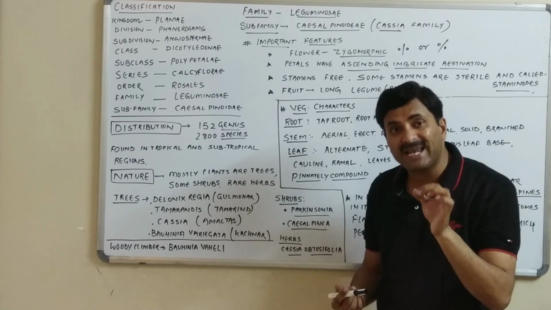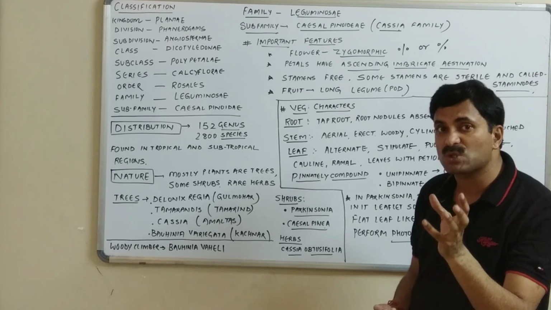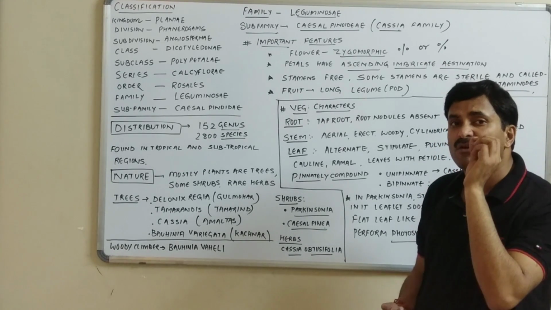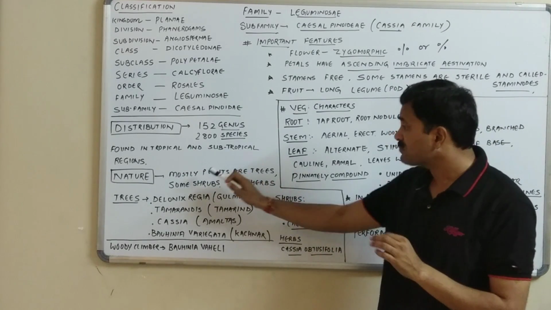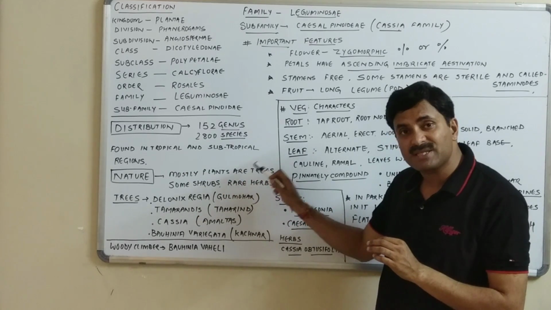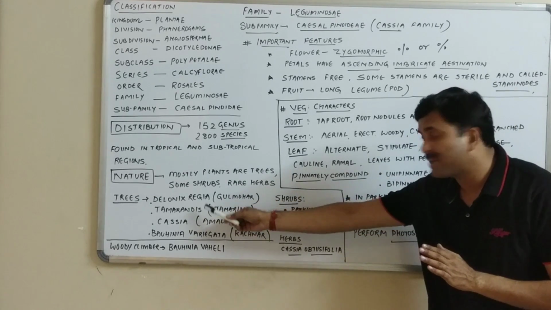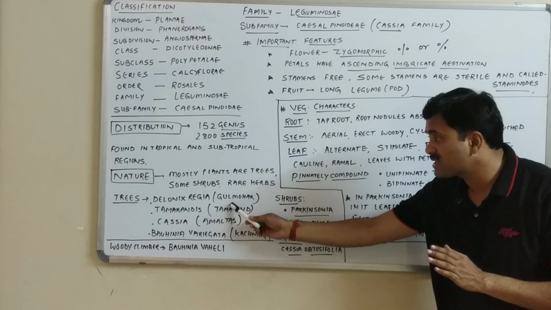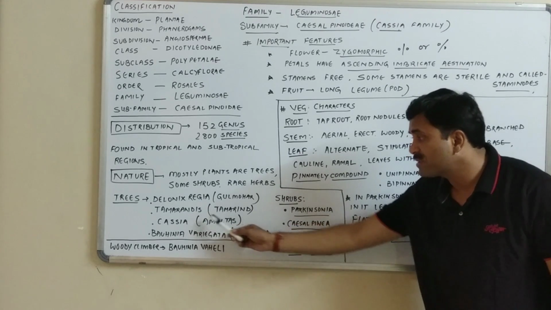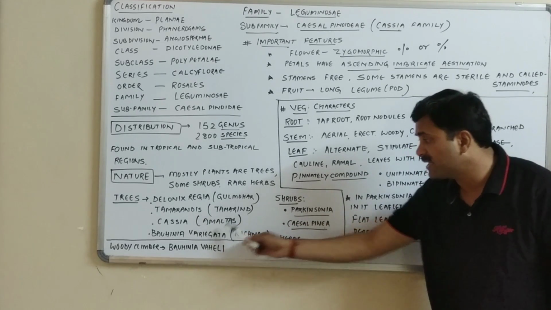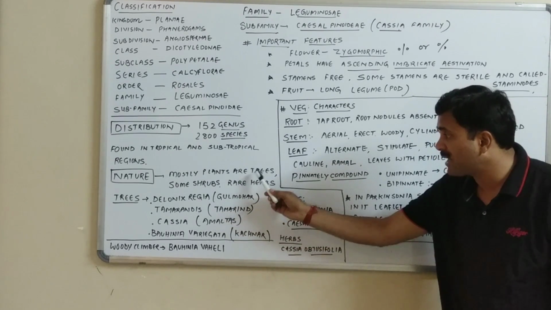Next, what is the nature of this family? The maximum plants will be trees, while a few plants will be shrubs, and very uncommonly they are herbs. So rarely are herbs found. Mostly the plants are trees. To justify this statement, I have quoted some examples here: Delonix regia, which is known as gulmohar, Tamarindus indica, which is called tamarind, Cassia fistula, which is called amaltas, and Bauhinia variegata, which is commonly called kachnar. So these are trees, which proves that maximum plants are trees here.